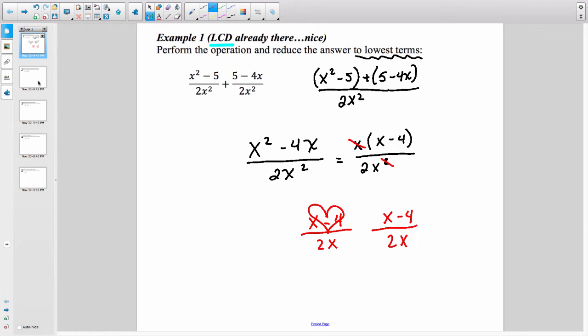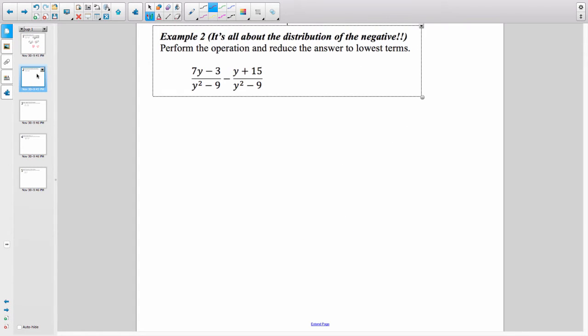Okay, let's try another one. So this example, again, same. This one's not meant to be any harder. However, most of your adding and subtracting of rational expressions is going to involve this minus sign. And you're going to have to remember and be really careful that you distribute it across the top. So this is what I mean.